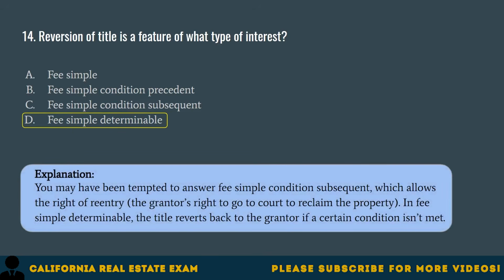You may have been tempted to answer fee simple condition subsequent, which allows the right of re-entry, the grantor's right to go to court to reclaim the property. In fee simple determinable, the title reverts back to the grantor if a certain condition isn't met.